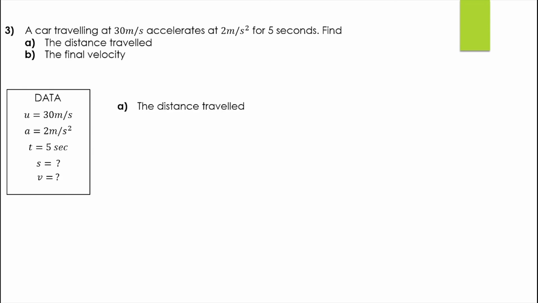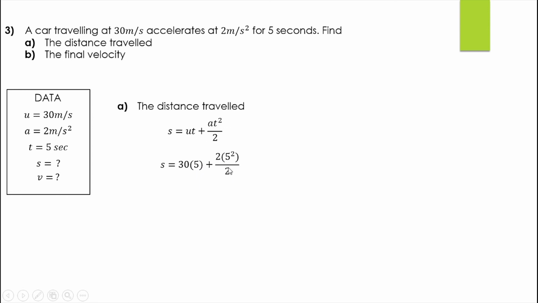So now in A, we've been asked to find the distance traveled. How do we do this? We'll use our third equation, which involves initial velocity, acceleration, and time. Then we replace our values. So we put 30 where there's initial velocity, 5 where there's time, just like that.